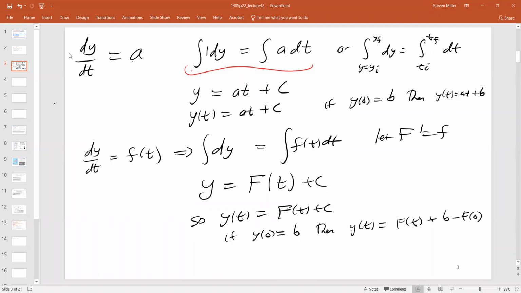So where's the main work? Where did we have to think? Let's look line by line. We have the integral of dy is the integral of little f of t dt. Is it easy to integrate 1 dy? What about integrating f of t dt? Is that easy or hard? Hard. In general, it's going to be very difficult. So this works if we know big F. If we don't know big F, this is very hard.